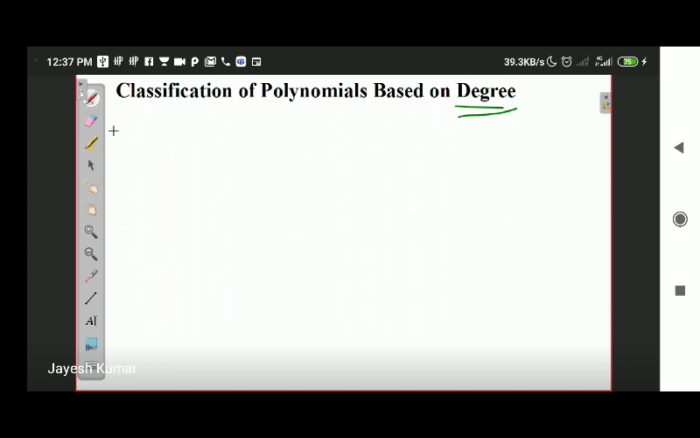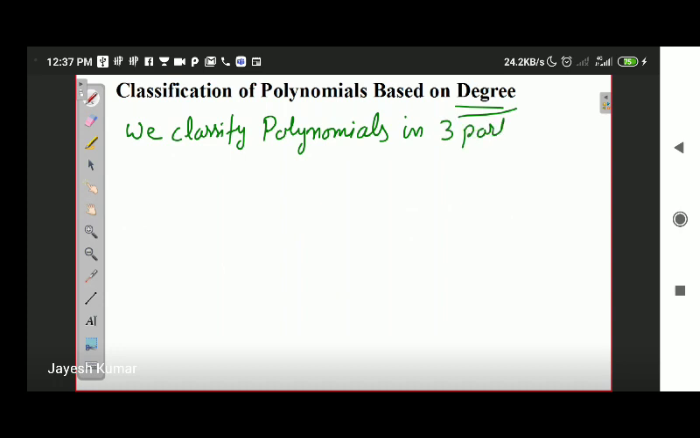Okay, so let's see. We classify polynomials in 3 parts based on their degree.